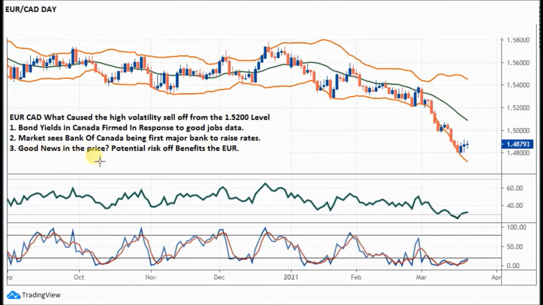Okay, so the euro is oversold, we'd expect some upside. Potential risk off: if bond yields in the US go higher, safe currencies will gain on risk currencies. Okay, and the euro is, in inverted commas, a safer currency in the market's eyes than the CAD. So risk off would really benefit the euro. So let's just draw some levels.